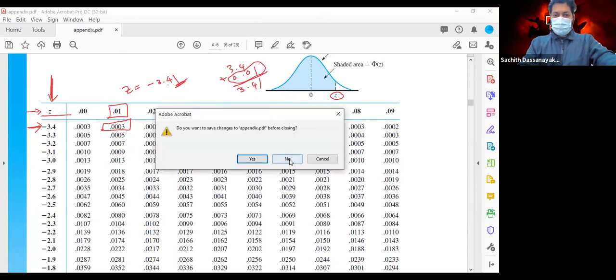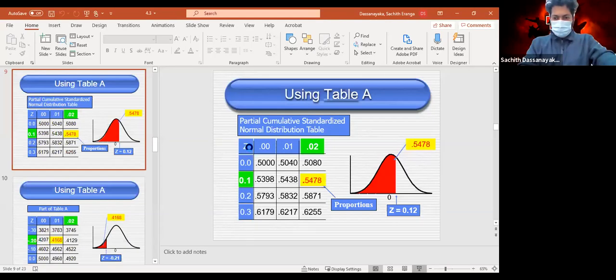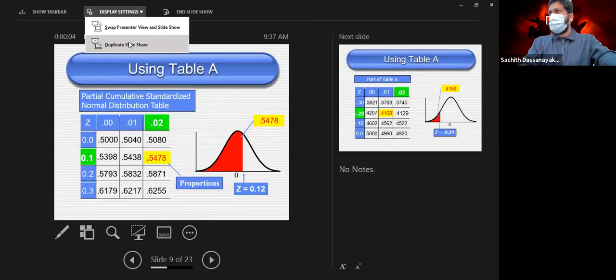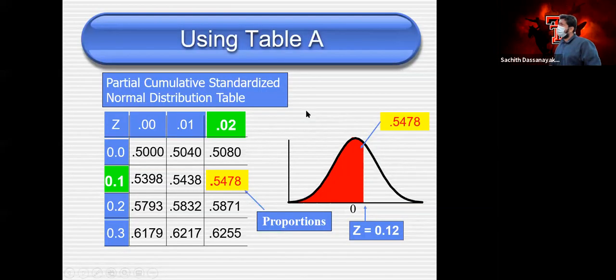Let me stop sharing. Go back to my PowerPoint. Once you deal with these tables, you will understand how to use them. Okay, and also I think I have already uploaded two documents on how to use the Z table. So you will see that in your Blackboard under the course materials. Okay, using that table, same thing they have mentioned.